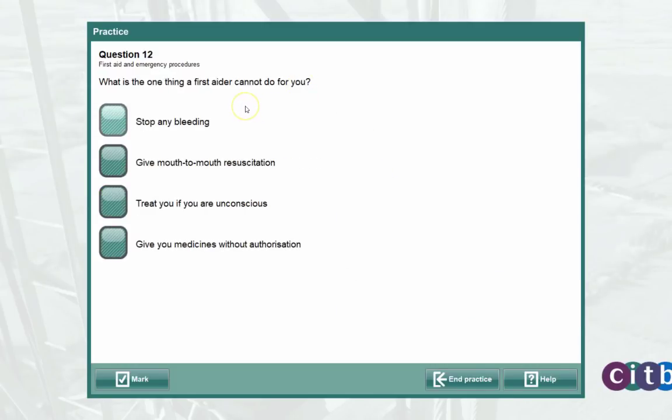What is the one thing a first aider cannot do for you? Stop any bleeding. Give mouth-to-mouth resuscitation. Treat you if you are unconscious. Give you medicines without authorization.